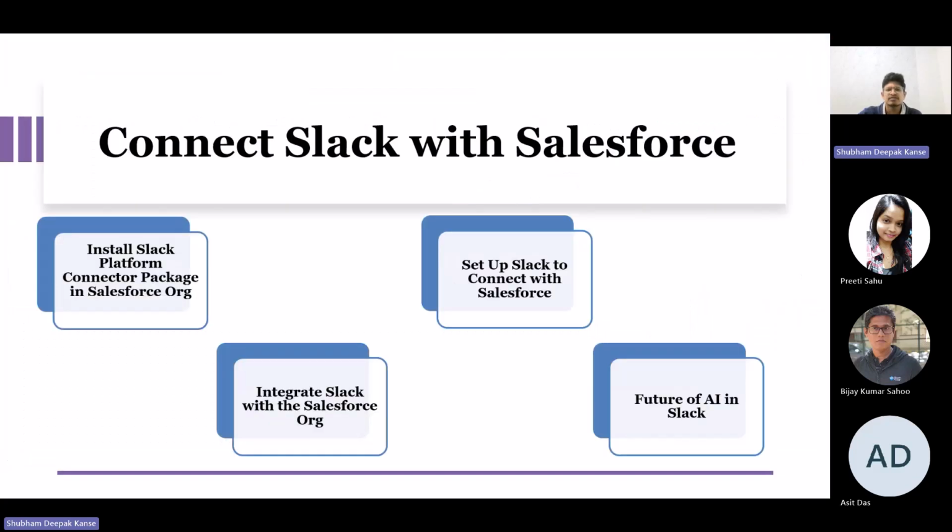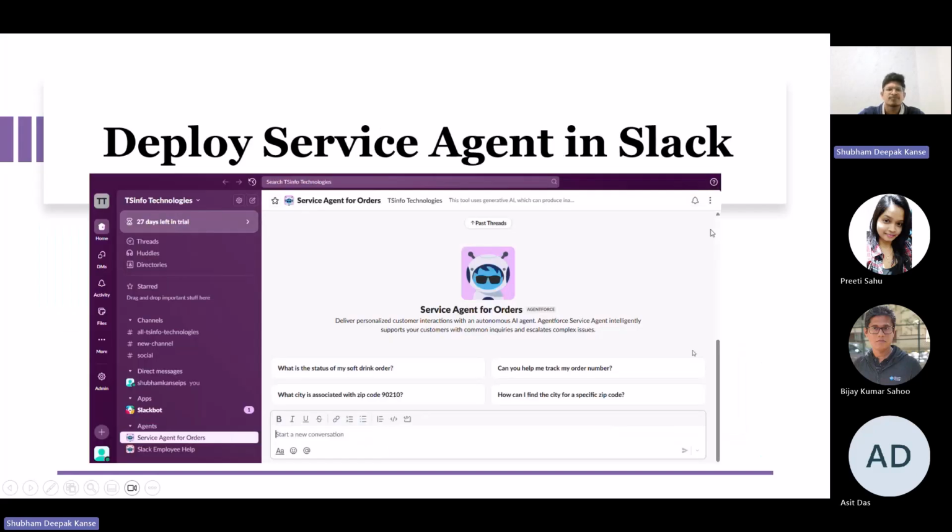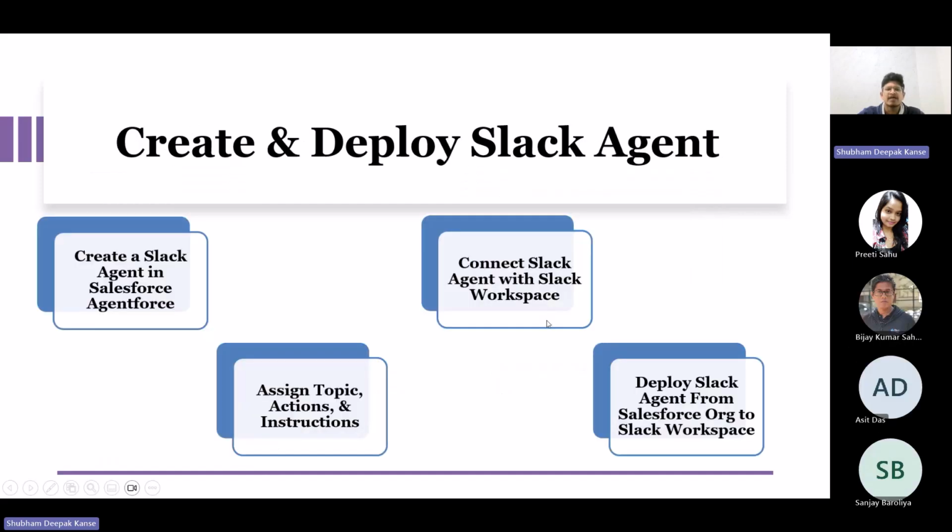Now, the third topic: first we connected the Slack workspace with the Salesforce org. After that, I explained how we can deploy the service agent in Slack, where we can perform the actions that we have given to the agent. And after that, now we need to understand how we can create and deploy the Slack agent from Salesforce to the Slack workspace. First we need to create a Slack agent in the Salesforce Agentforce.